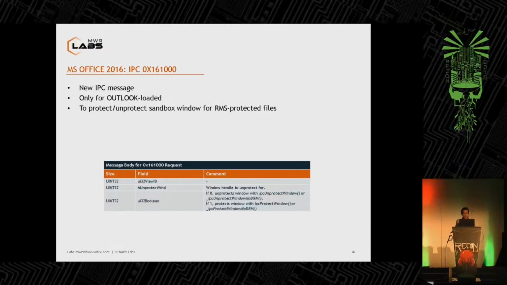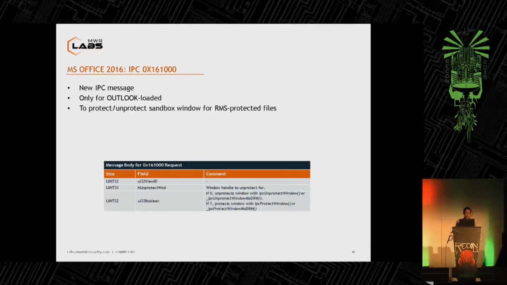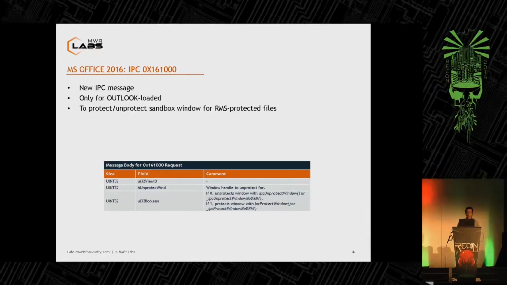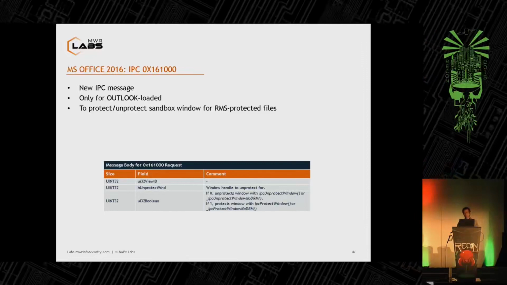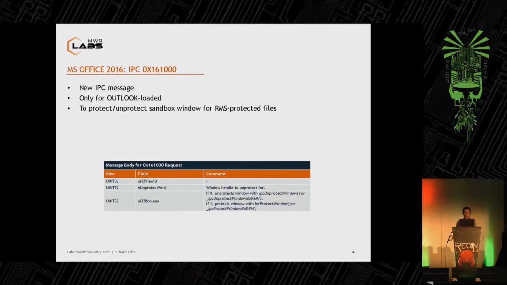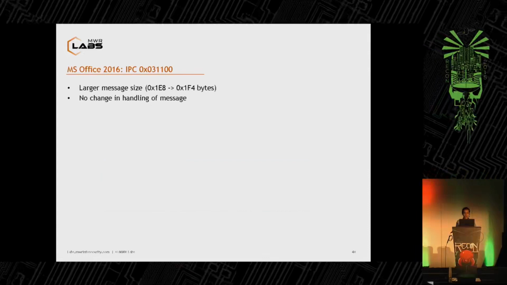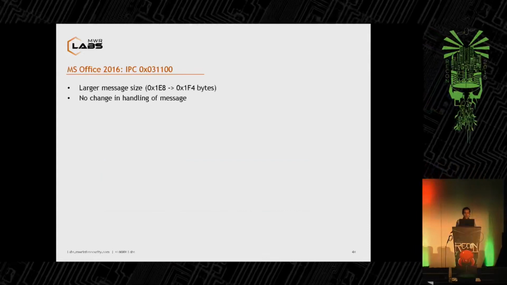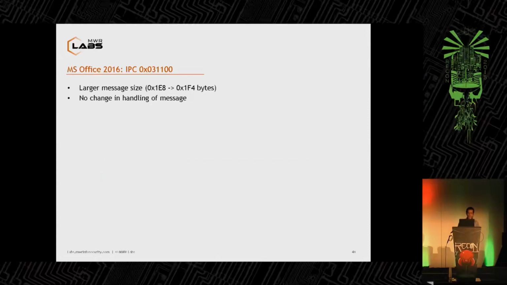So the 161 message is a new request introduced in 2016, and it will be serviced only if the sandbox is loaded by Outlook. So it's a very simple request to protect or unprotect the sandbox window for rights management protected files. And finally, this all request has a new message size, but otherwise nothing else has changed.